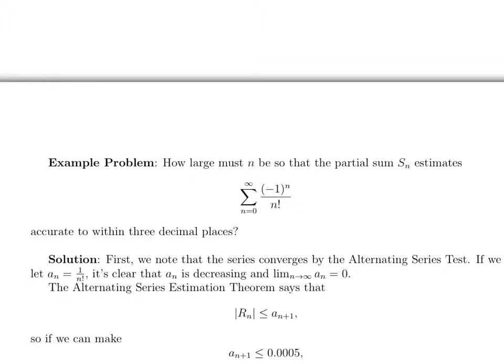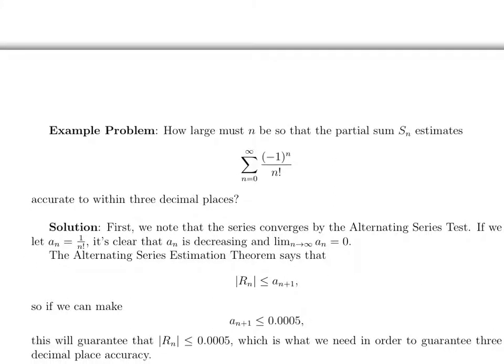Keep in mind we're looking for 3 decimal place accuracy. The reason I've chosen this number is because the way that we do rounding is you look at the next term, and if that digit is greater or less than 5, then you're going to round off. So for 3 decimal place accuracy, you need to go down to 0.0005. If we can make a sub n plus 1 smaller than 0.0005, that's what we need to guarantee 3 decimal place accuracy.